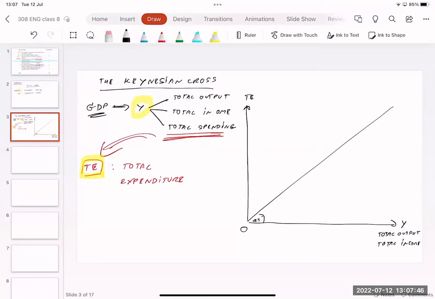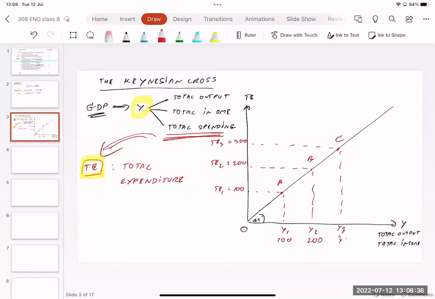The nice property of the 45-degree line is that at every point on it, the vertical and the horizontal are always equal. For example, at point A, TE1 equals 100 and Y1 equals 100, the same value. At point B, TE2 equals 200, so Y2 equals 200. At point C, TE3 equals 300, so Y3 equals 300. So every point on the 45-degree line represents total expenditure always being equal to Y, total output and total income.